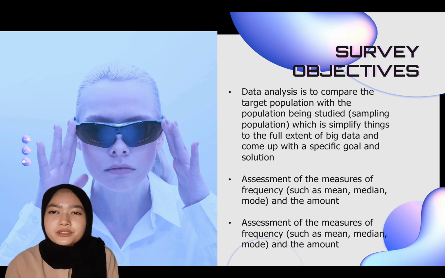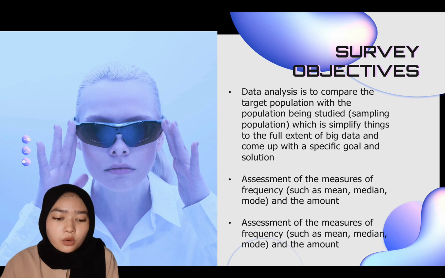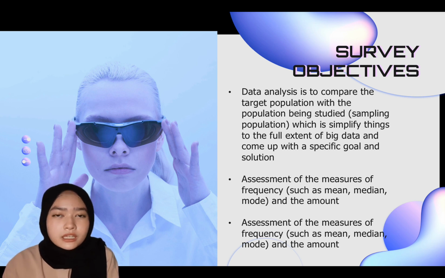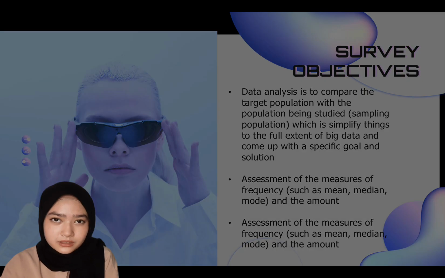So what's the point of using descriptive statistics in a group of students in QMT class? Well, it's actually to compare the target population with the population being studied. It helps to find the extent of data and come up with specific solutions and goals. So what's our specific goal? Our specific goal is to find students that need help in class. And what's the solution? We're trying to find ways to improve their marks.